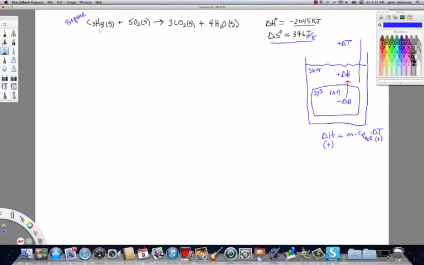Now, this particular equation is one of the types where you can actually evaluate the delta S of the system by counting gas particles. We see that for every particle of propane, there are 5 particles of oxygen added to this. So there's a total of 6 particles of gas on this side of my equation. But over here you see that 4 and 3 is 7. So there are 7 particles of gas on this side of the equation.